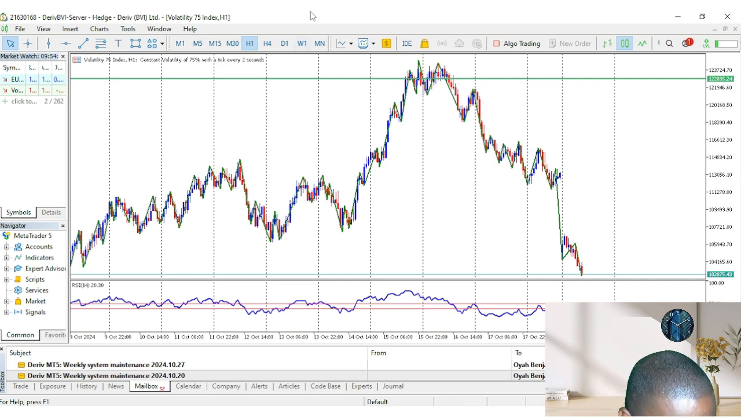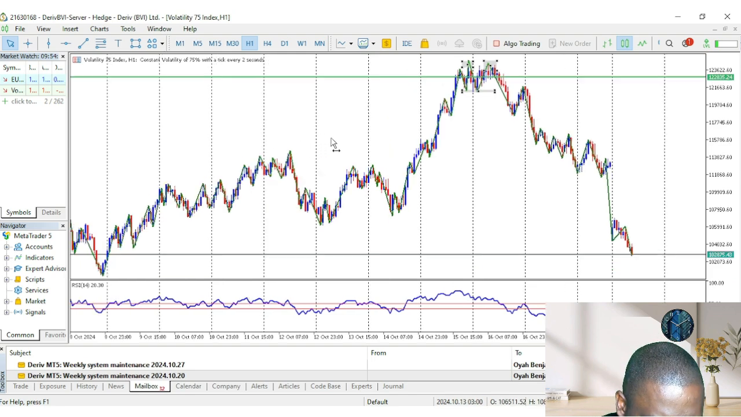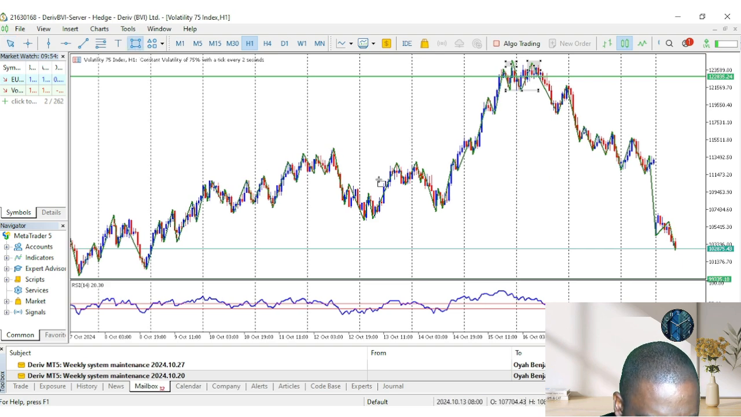Now I pick my block. This is my first peak on day 1, and this is my second peak on day 2, and this happens to be my neckline. I enter my trade on the neckline. You see, I smashed the market. Now let's move again. Here is my first peak on day 1. This is my second peak on day 2, and this is my neckline. I enter the trade on my neckline, and the market is smashed.